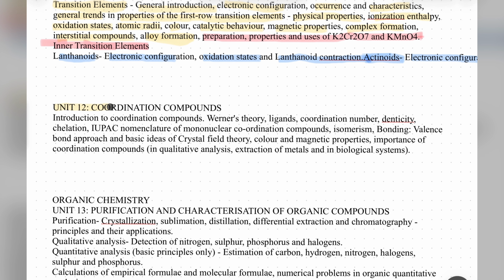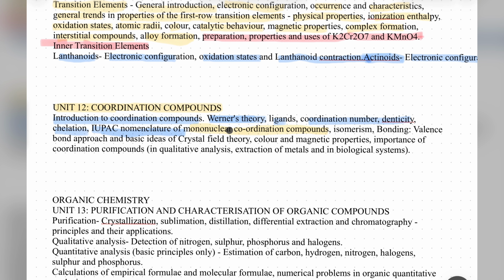Okay, sir. Unit 12, coordination compounds. Yes, we have this topic also, right? Very important topic. Introduction to coordination compounds. Yes, this is Werner's theory, very important. A compulsory question comes from this. Ligands, coordination number, denticity, that is, how many donor sites a ligand can donate. Chelation, IUPAC nomenclature, very important.